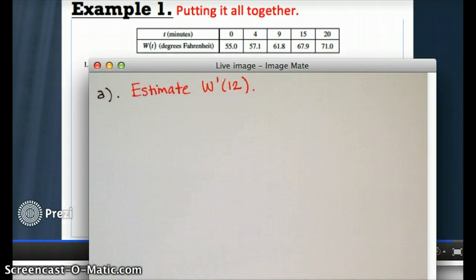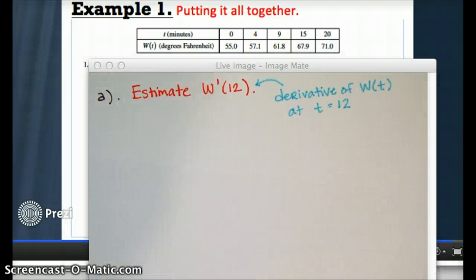So I'm going to cover up all the words here so we can focus really on what this means. The trick to being able to answer this question, because this is probably not something you've done before, is to really understand what it's asking you for. What do you know about W prime of 12? Exactly, it just means the derivative of the W function at time 12.